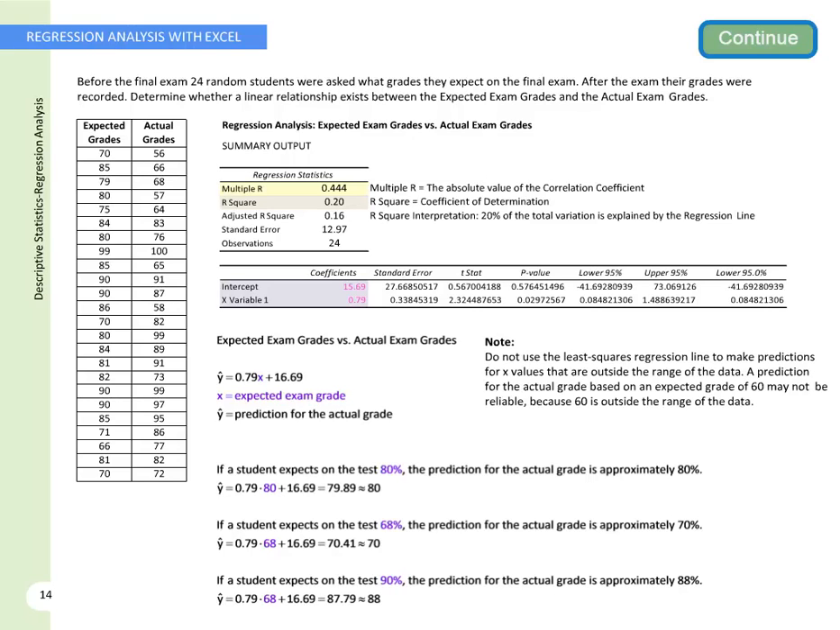Do not use the least squares regression line to make predictions for x values that are outside the range of the data. A prediction for the actual grade based on an expected grade of 60 may not be reliable, because 60 is outside the range of the data. If the expected grade is 68%, the prediction for the actual grade is approximately 70%.